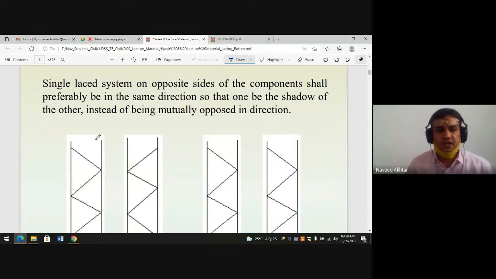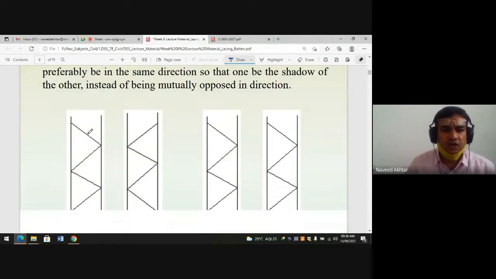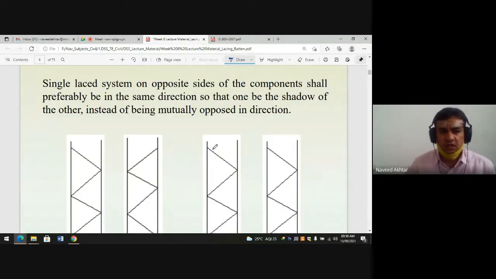What happens if you are going for the lacing system? This is the lacing system, you know. Inclined members we are providing. This is a single lacing system. So if you go for the backside also, it should be the mirror. It should be in the same direction, that of the shadow of the other, instead of being mutually opposite.